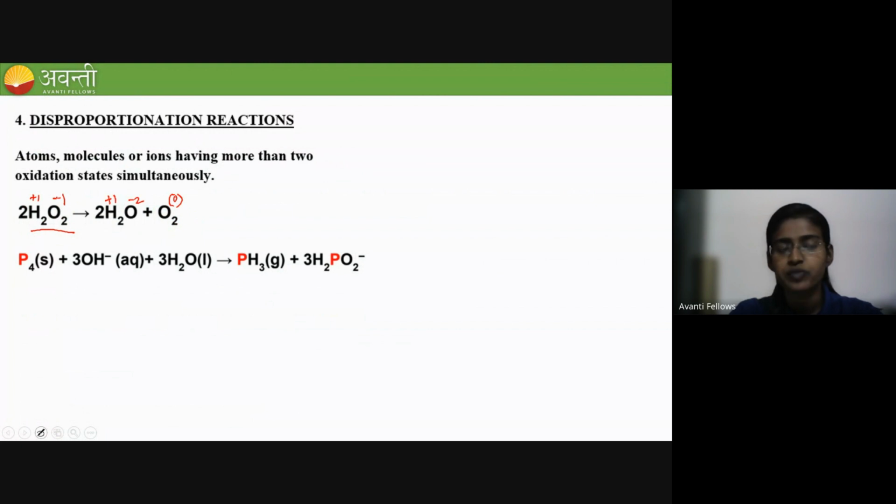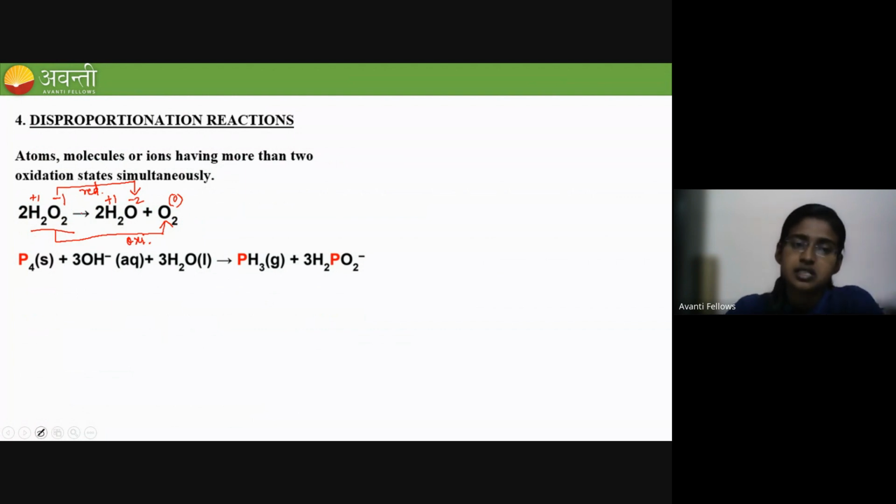So oxygen is going from -1 to -2 in one case, and from -1 to 0 in the other case. -1 to -2, what is it? A decrease in the oxidation number, going towards the negative side. So this is reduction. And -1 to 0 means it is oxidation. Okay. The same element gets oxidized as well as reduced. So those reactions are called disproportionation reactions.